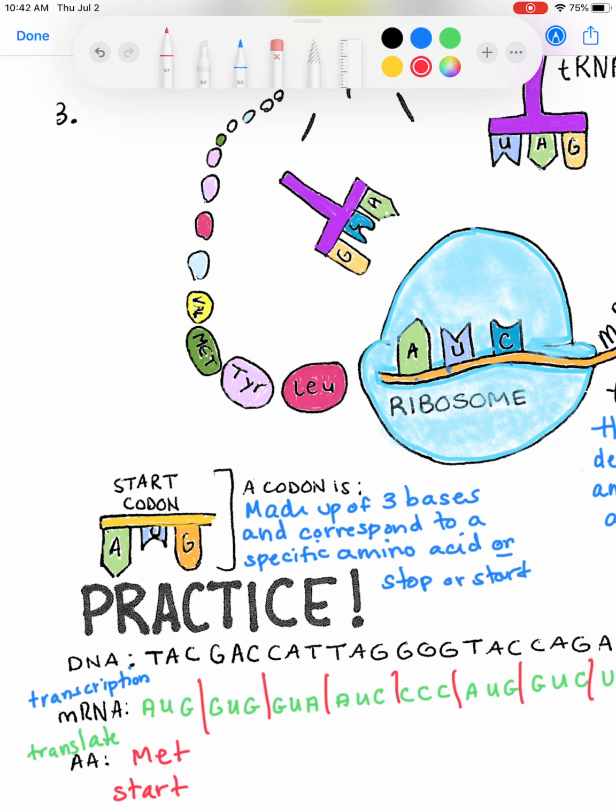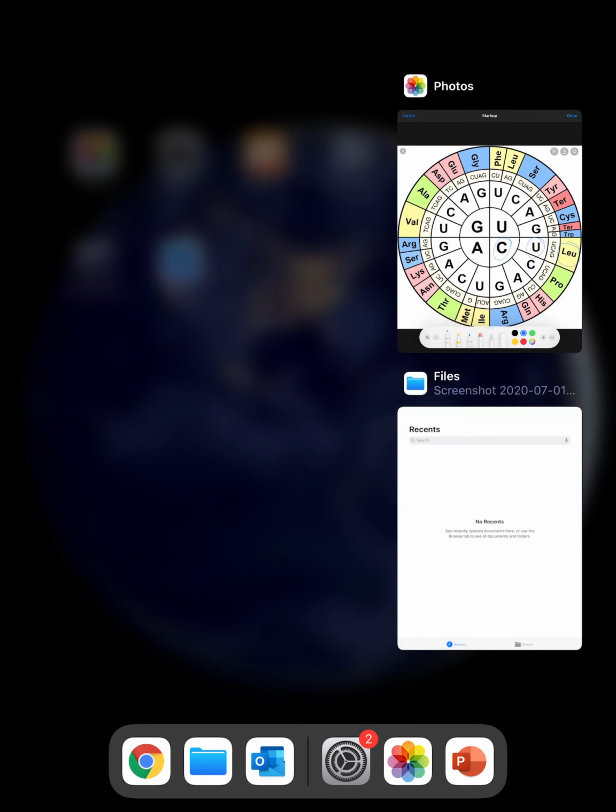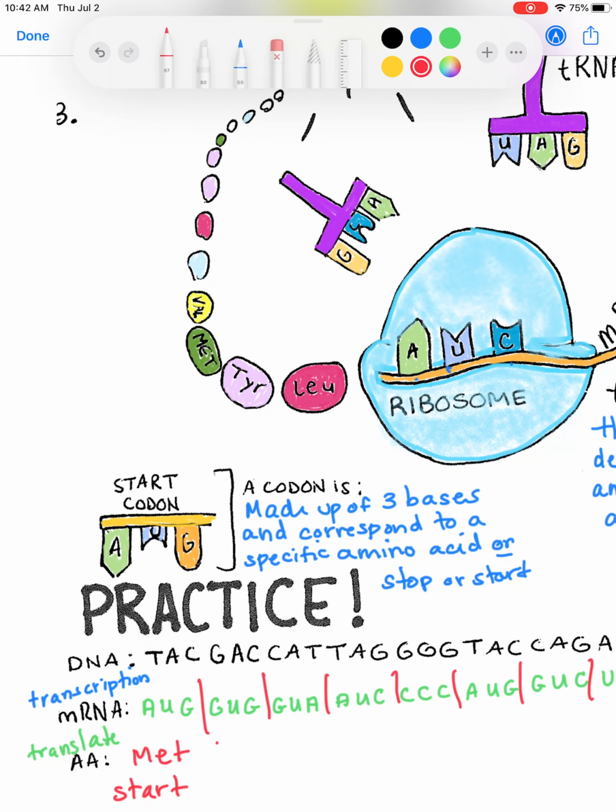Okay, so the next one says CUG. So we're coming back over here. We find C. We have C, we have U, and we see that when we have C and U, no matter what your third base is, it always codes for the same amino acid. So we have leucine. So this codon chart gives you the 3-letter abbreviation. Some will give you a 1-letter abbreviation, but they do have longer names.